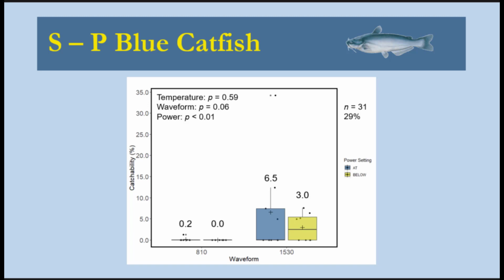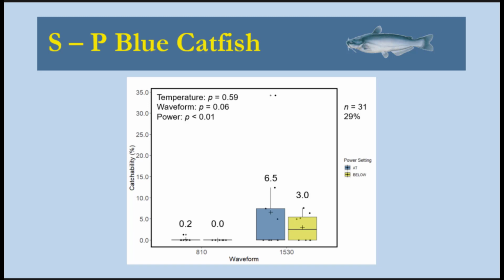So we had 31 trials for small blue catfish, and 29% were successful, meaning at least one fish surfaced. Power came up as significant, so reducing the power reduced catchability. Here we have catchability on the y-axis, the two waveforms on the x-axis, and two facets. The blue is at the power, and the yellow is below the power.